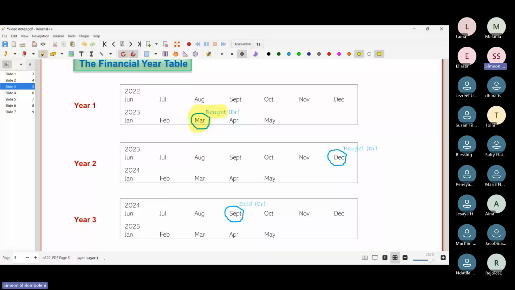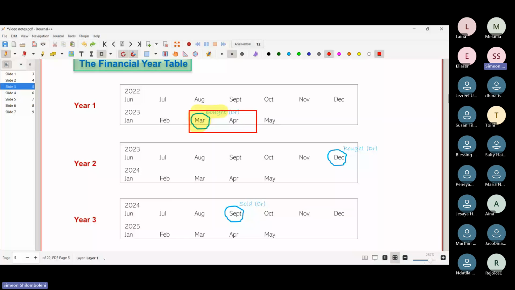Since someone does not understand, we need to explain. Sir, yes. Because it was bought in March and then the financial period ends in May. So from March to May, there are only 3 months. It's only 3 months. Good. That's very good. The financial year ends in May and we bought it in March. That means it only stayed March, April, and May. It only stayed for 3 months.